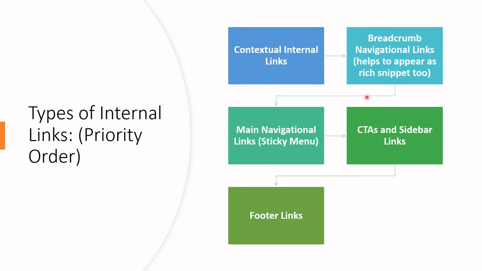I have given the types in the order of priority. So in contextual internal links, the internal links which are used in the content, it is the most powerful internal link, and this is going to pass as much link equity. Next to contextual internal links, it is breadcrumb navigational links. Breadcrumb navigational links also help to appear in rich snippets in SERP.